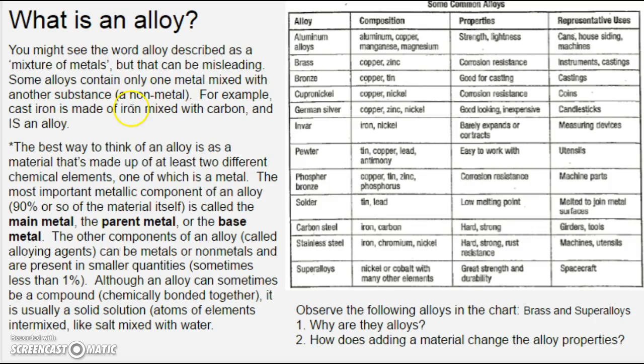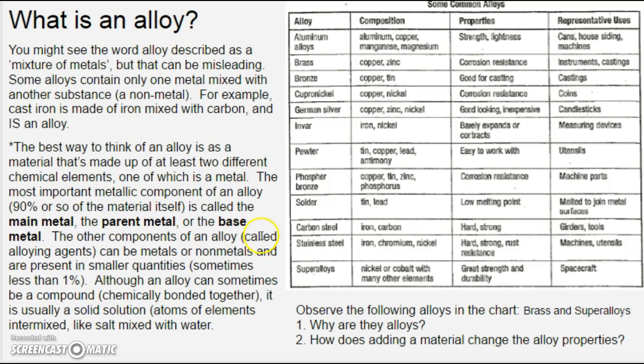So for example, cast iron is made of iron mixed with carbon and is an alloy, where carbon is not a secondary metal. So the best way to think of an alloy is a material that's made up of at least two different chemical elements, one of which has to be a metal. The most important metallic component, which represents 90% or so of the material, is called the main metal, or the parent metal, or the base metal.